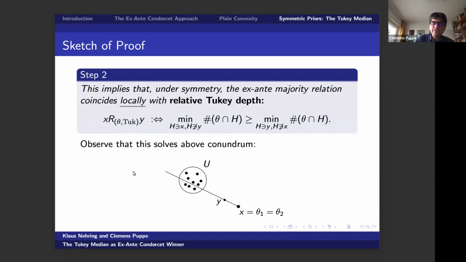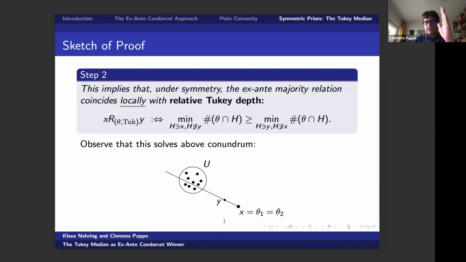Observe that if you are that far, you have already solved the conundrum. Why? Because if you ask yourself whether X is ex ante preferred to Y or not, what you should do is draw a line that separates X and Y and ask how many data points are minimally on each side of this line. And the answer here in this example is 3. So this means that Y is ex ante preferred to X, because you can separate X from Y by a line like this, so that only 2 data points are down below the line.